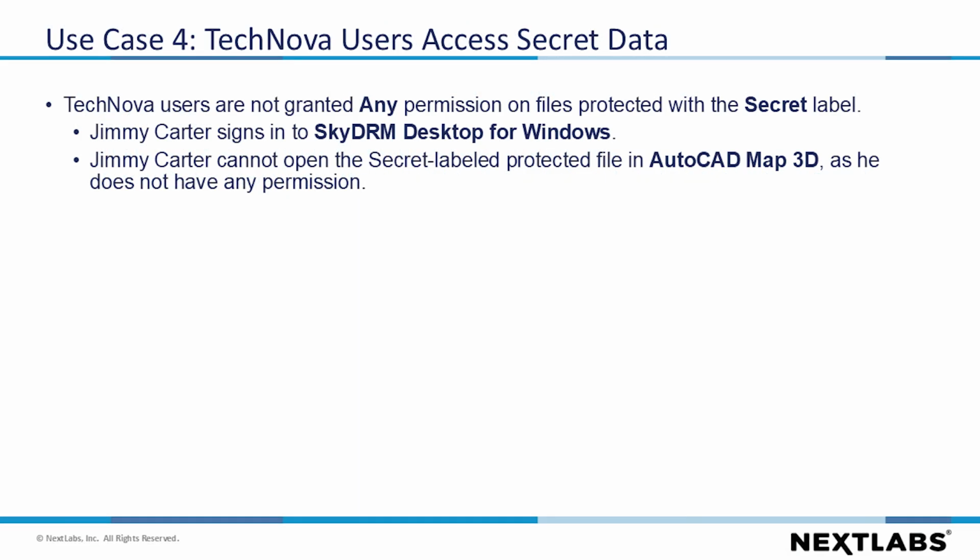UC4, Technova users access secret data. Technova users are not granted any permission on files protected with the secret label. Jimmy Carter signs into SkyDRM desktop for Windows. Jimmy Carter cannot open the secret labeled protected file in AutoCAD Map 3D, as he does not have any permission.